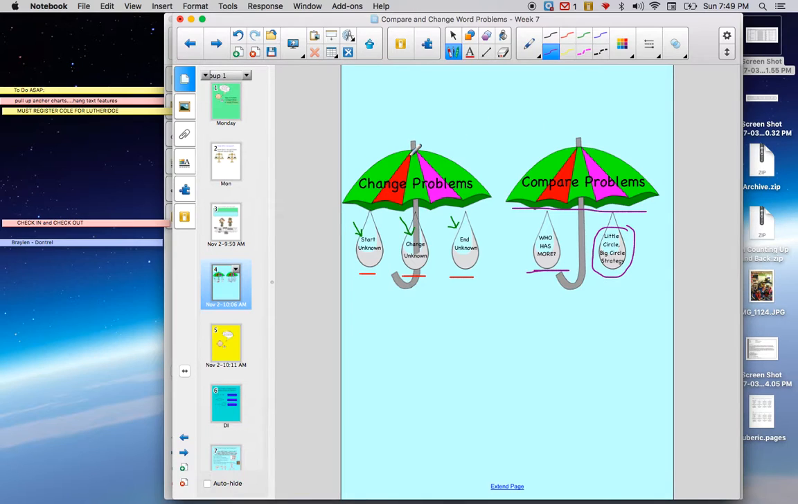And when we talk about change problems, we'll just figure out where the unknown is. Is it at the beginning, the start? Is it at the change, which is where something either adds or takes away from my pile? Or is it at the end, which you all are great at end unknown problems already.